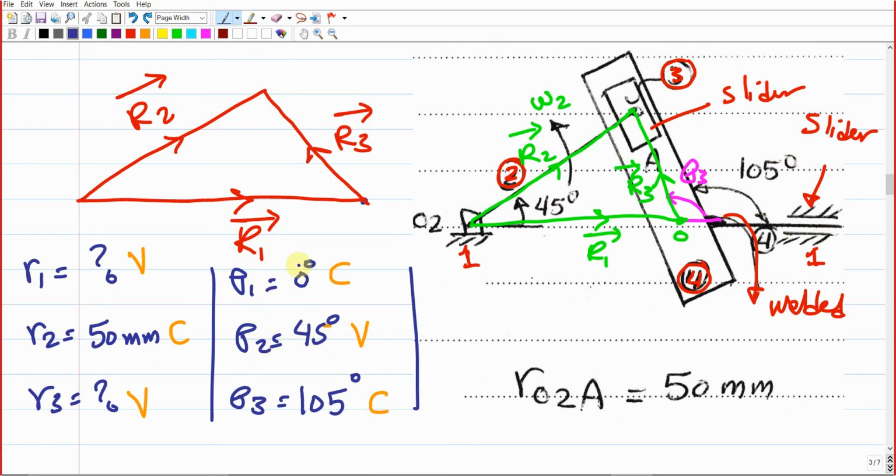And once we set up these R's and thetas and know which is constant, which is variable, the rest of the procedure is the same, typically identical the same.